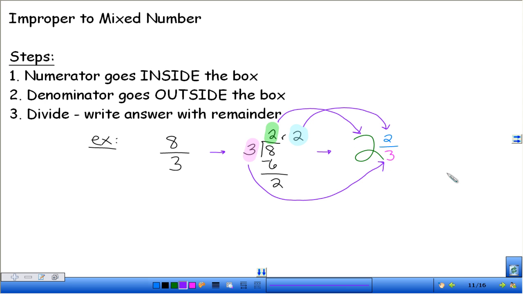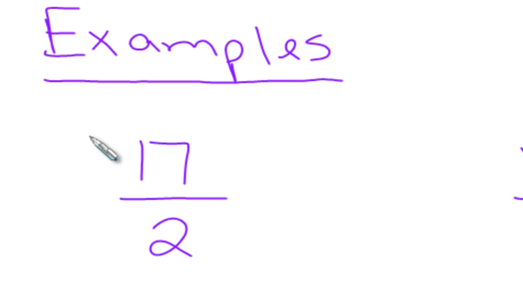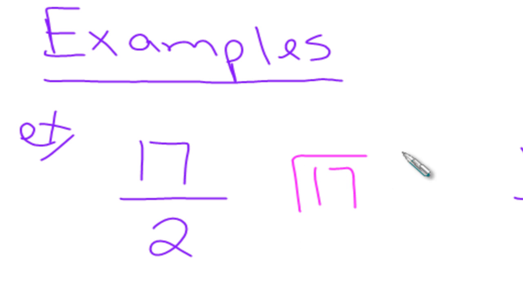Okay, let's do a couple together. So go ahead and write 17 over 2 in your notebooks, and we'll do 2 together, and then I'll have you do the rest of them on your own. So step 1, numerator goes inside the box. My numerator is 17, so 17 goes inside the box. Denominator goes outside the box. So our problem becomes 17 divided by 2.